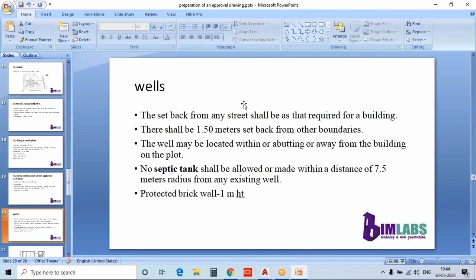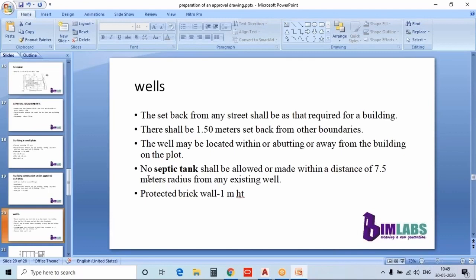The main thing you have to keep in mind is that no septic tank shall be allowed or made within a distance of 7.5 meter radius from any existing well. Okay, that means the distance between your septic tank and well should be greater than 7.5 meter radius. That should be mentioned on your site plan.